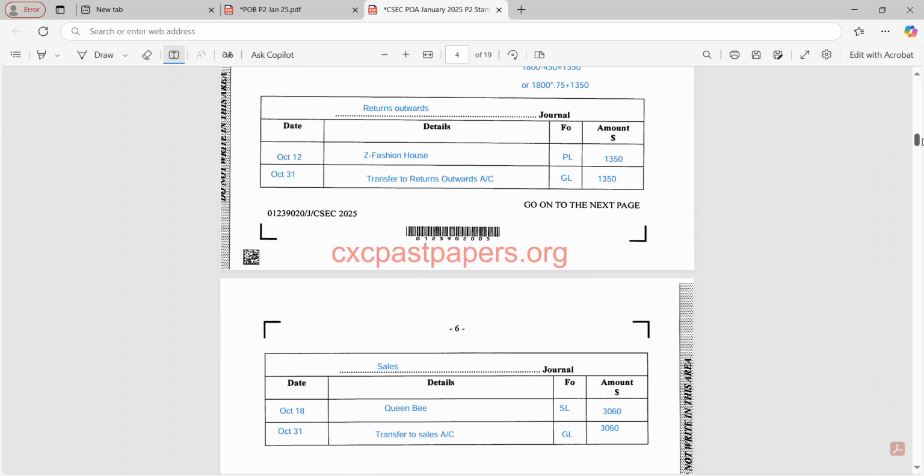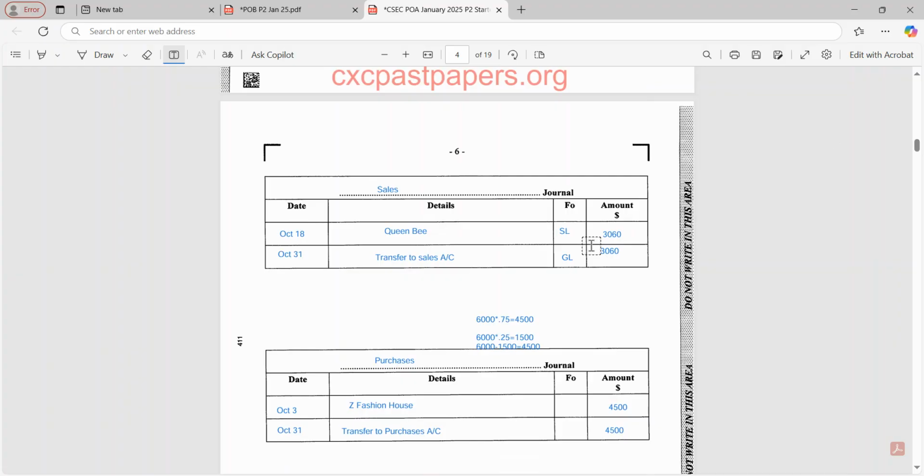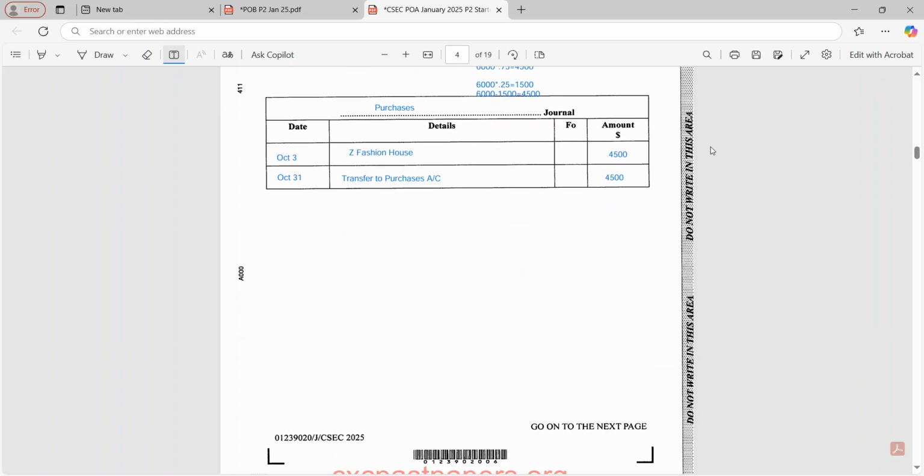For the returns outwards journal, same thing, October 31, but you're transferring it to the return outwards account, general ledger, 1,350. For the sales account, you're going to transfer it at the 31st of October. Transfer it to the sales account in the general ledger. And for purchases account, it's going to be the fashion house 4,500. Sorry, it's going to be October 31st. Transfer to the purchases account for 4,500.